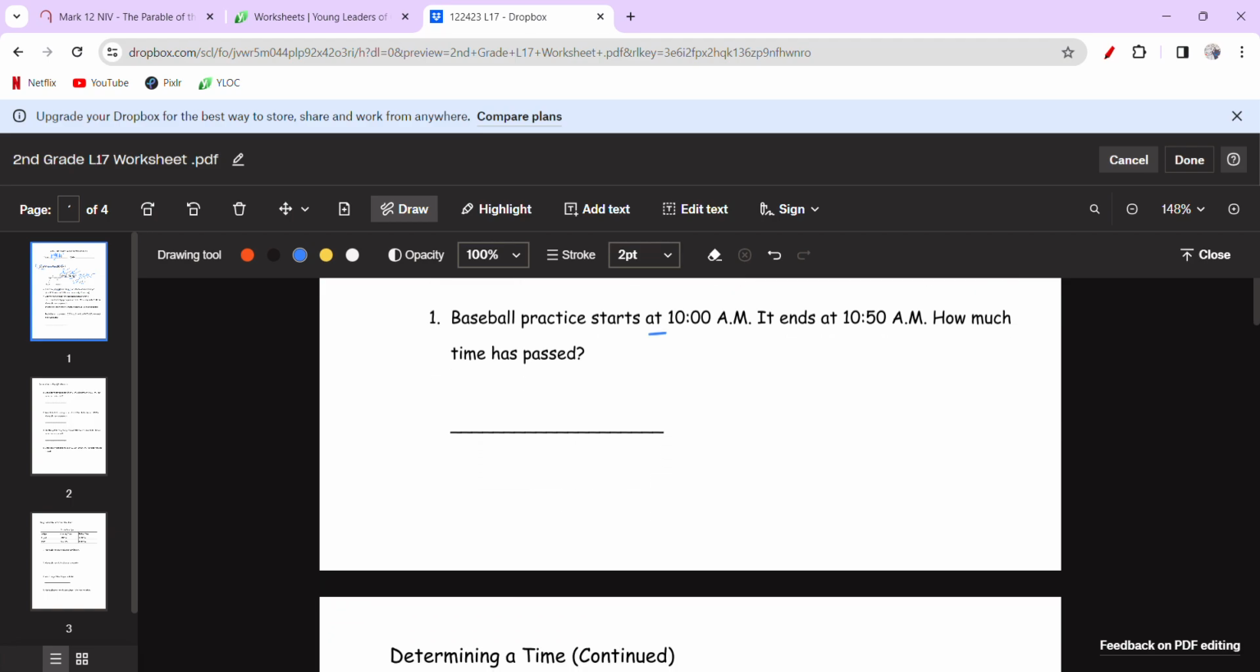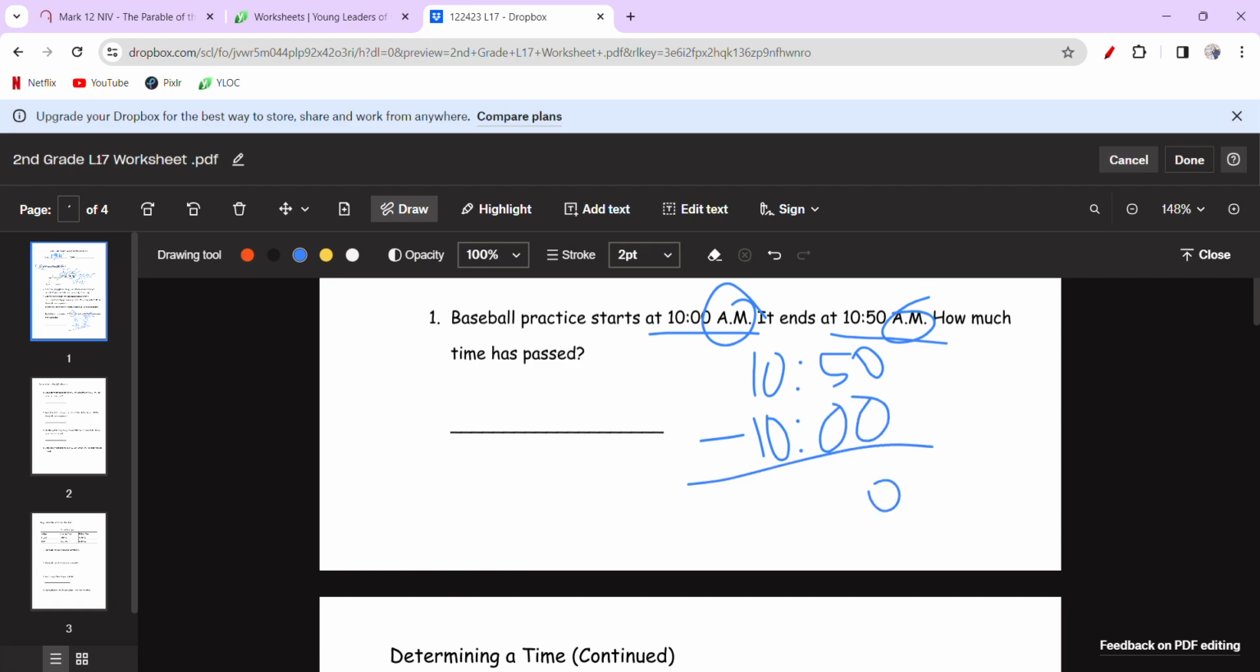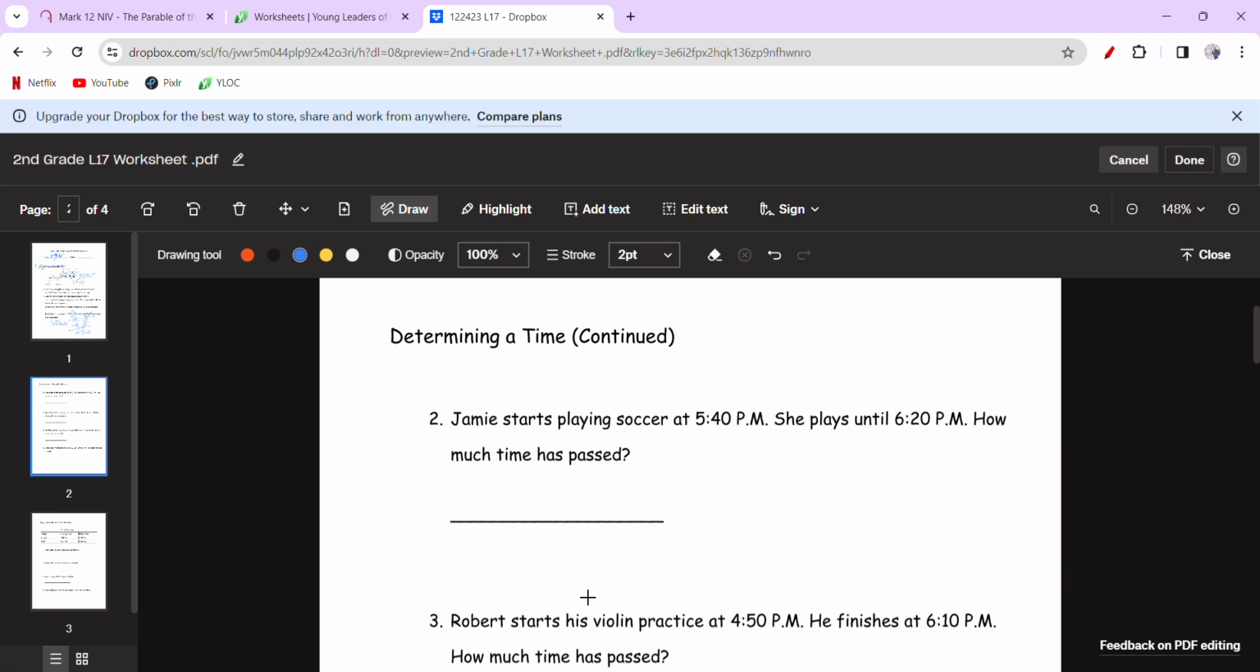Baseball practice starts at 10 a.m. It ends at 10:50 a.m. How much time has passed? So the AM stays, right? So we would just minus the current time minus the original time. 0 minus 0 is 0, 5 minus 0 is 5, 10 minus 10 is 0. So we would know 50 minutes passed. This is the abbreviated version of minutes.